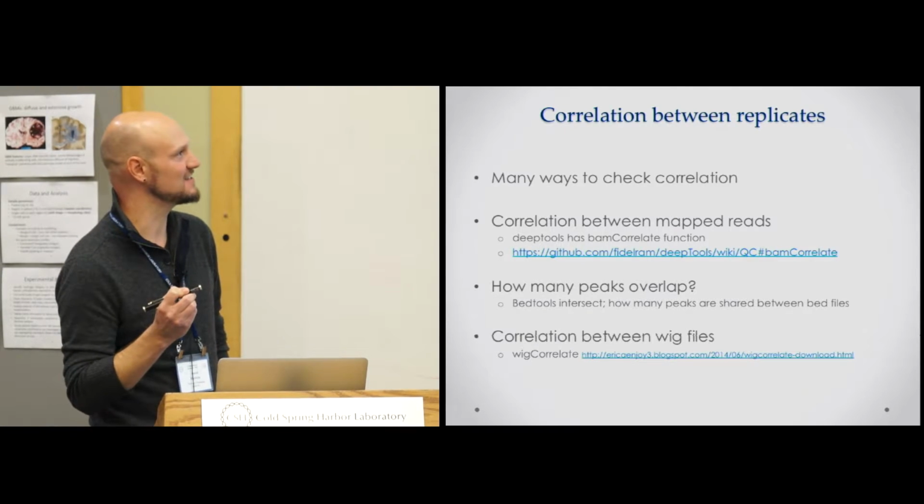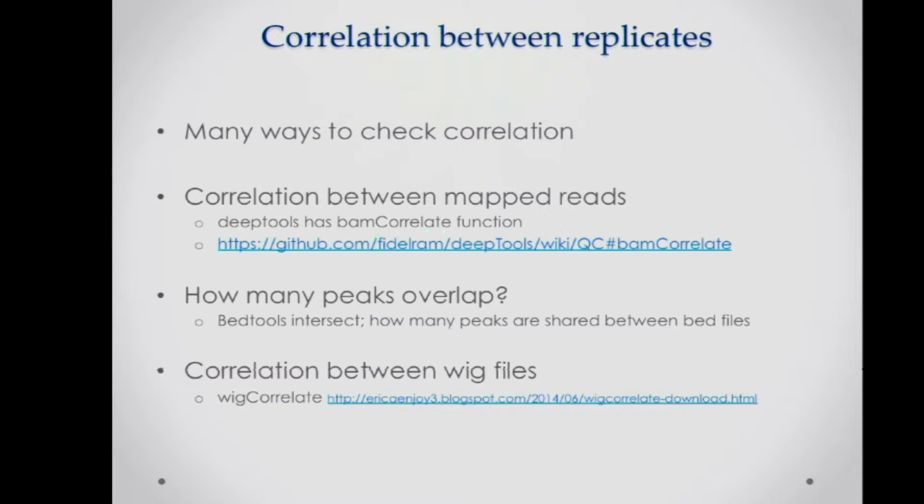One of the things that we do first is a simple BAM correlation function. This may not be the best, because BAM correlations actually give you pretty good results. But if one data set is bad, you will see it. You'll see your R value drop from what you expect.